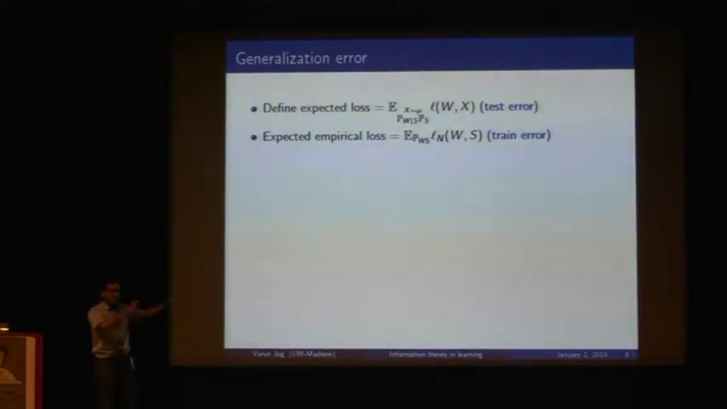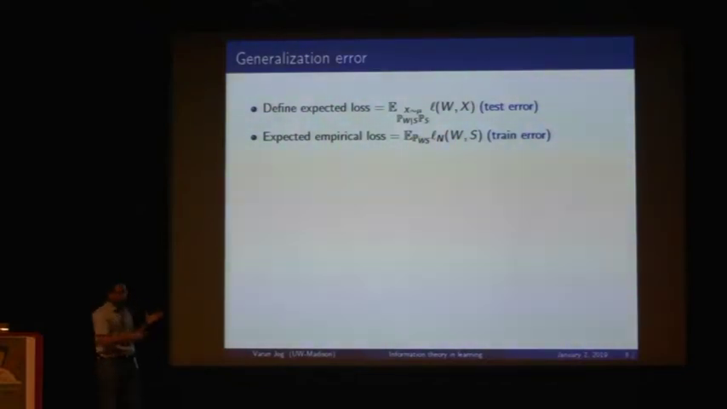You have a data set S, you generate a W, take that W and you test it on an X that it hasn't seen and calculate the loss that you get. And that's your test error. The key thing to note here is that this X is independent of this W and also of the data set S. The training error is what I accidentally said earlier.